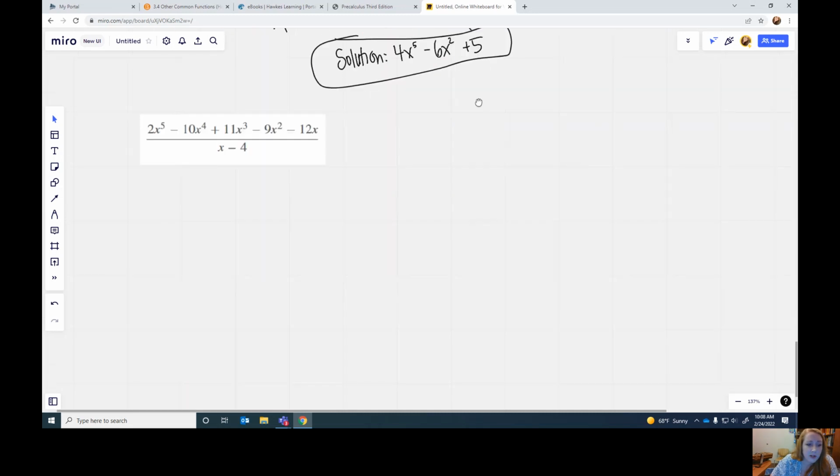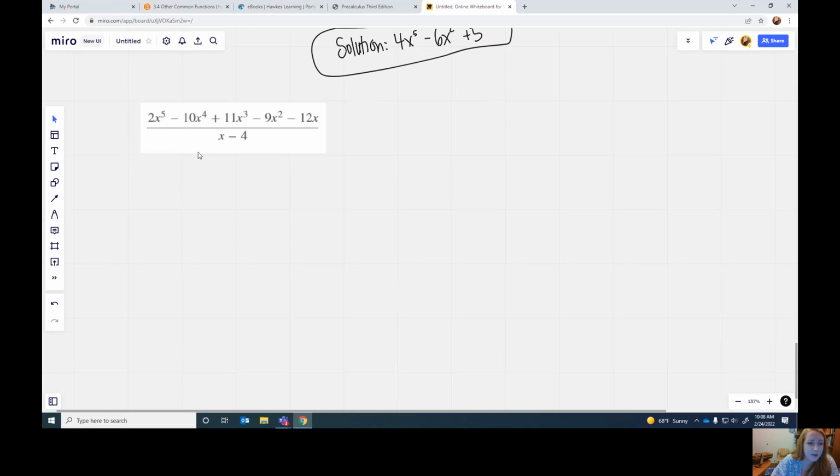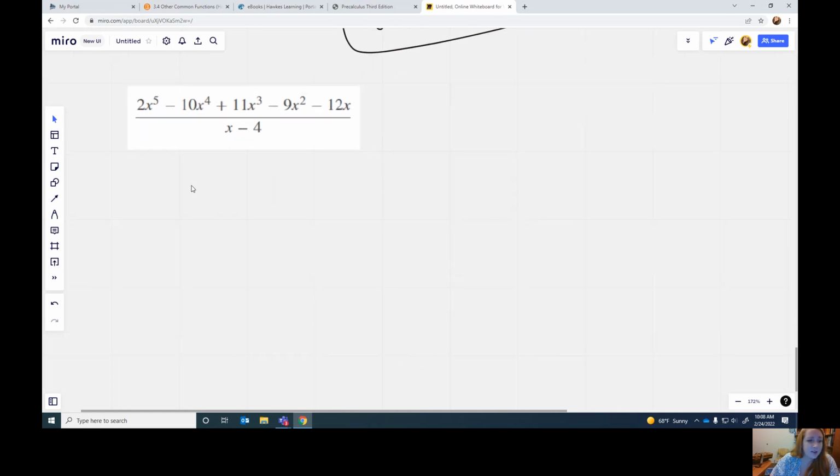All right, we have one more here, kind of an easy one compared to the one we just did. So let's take a look at this one, and I think that's going to wrap up this section. All right, so 2x to the fifth minus 10x to the fourth plus 11x cubed minus 9x squared minus 12x. No constant term, that's fine. We had no missing terms. We went x to the fifth, x to the fourth, x to the third, x squared, x. So no missing terms. So we're going to jump straight into matching up, determining what our value of c is.